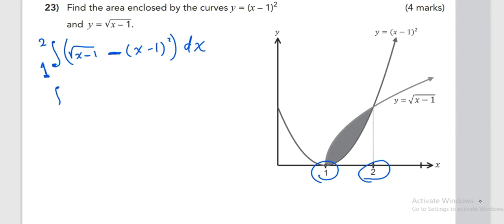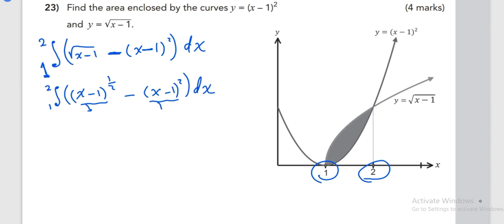Before integrating, as we said before, we have to simplify as we can. Get rid of the root, denominator or bracket. Here we have a root, so we have to change its form. It will be (x minus 1) to the power 1 over 2 minus (x minus 1) to the power of 2, dx. Here we have two parts, so we'll integrate each part separately.